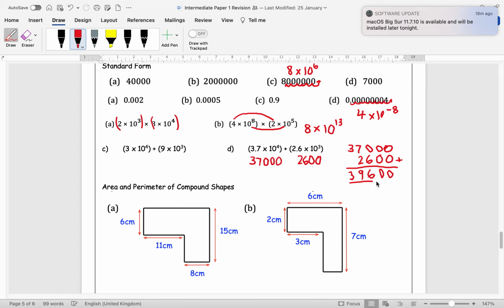And then I can take my answer and put it back. 3, that is 0.9. Put it back into standard form. How many jumps? 1, 2, 3, 4.